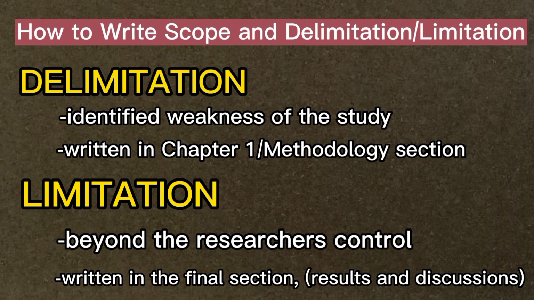Delimitation is an identified weakness of the study. It is written in chapter 1 and in methodology section, while limitation is those beyond the researcher's control, and it is written in the final section, specifically on the results and discussions.